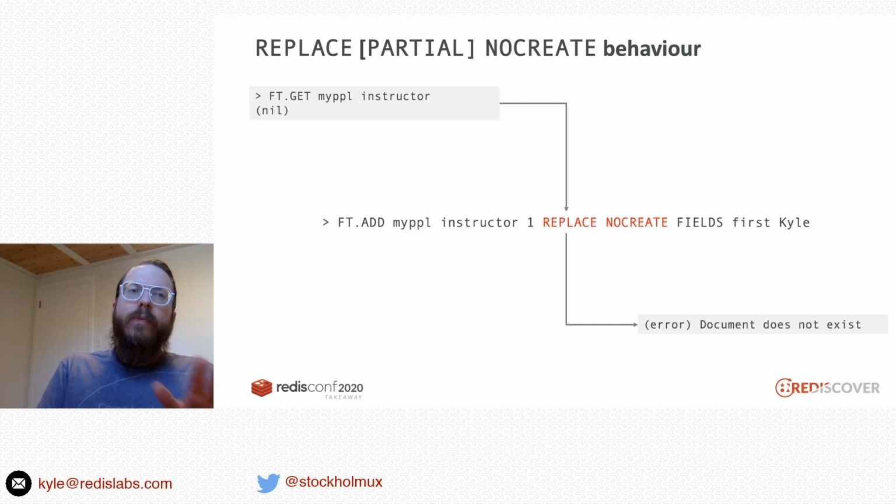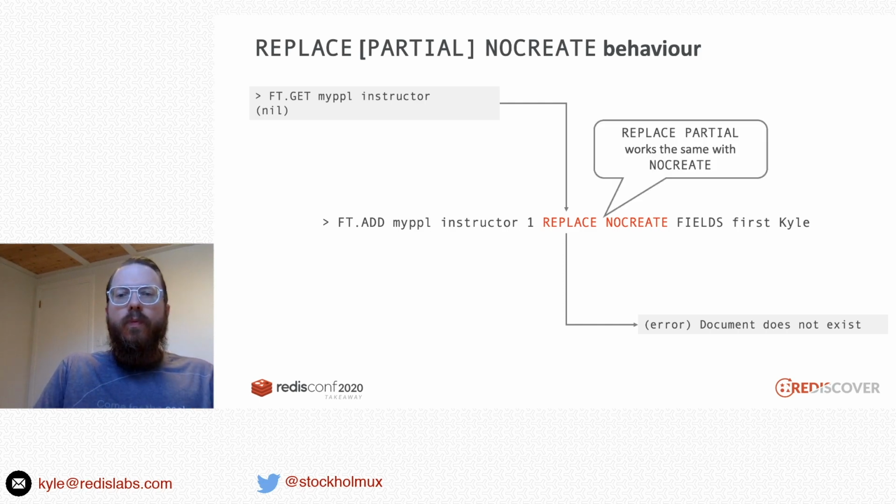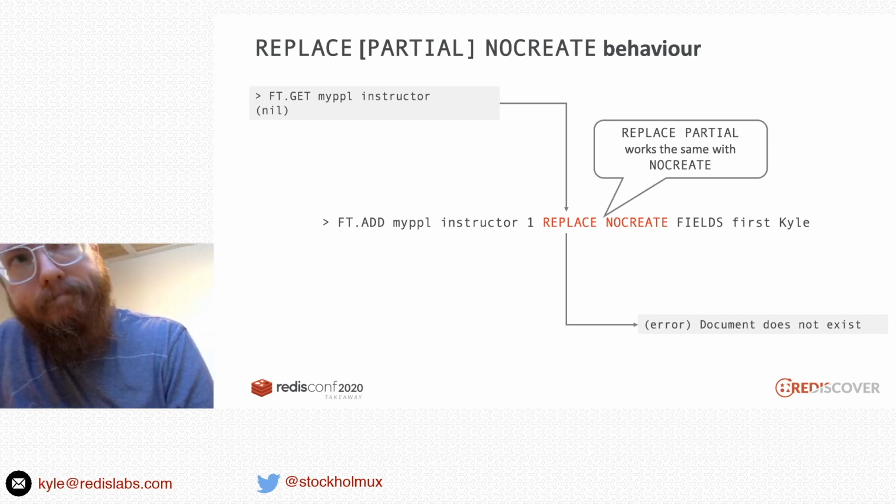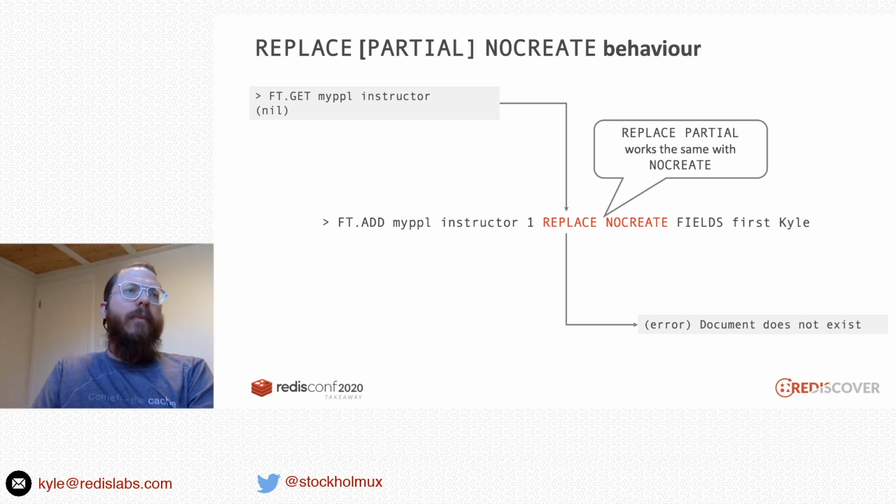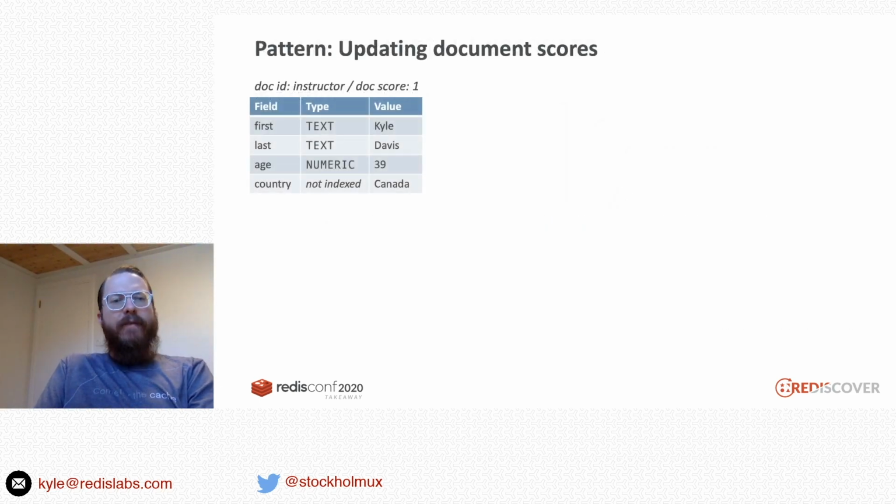Now, what's the situation here when we want to update just a document score? In this case, we're going to do something pretty interesting. Let's say we have this document we've been using before. We have this doc score of 1. But doc scores are kind of underutilized in Redisearch, and they're really useful for changing how documents are returned and in what order.